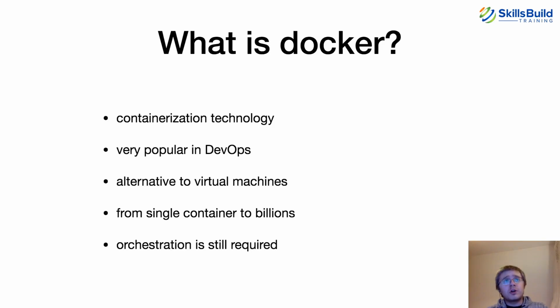So what is Docker? Docker is a containerization technology which is very popular in DevOps. It is an alternative to virtual machines, not a substitution. It's a very important but subtle difference which we'll cover later. The scale of Docker can range from a single container to billions. Now, whenever you're running at scale with Docker containers, orchestration is still required, which is not covered in this video as it is aimed at beginners.